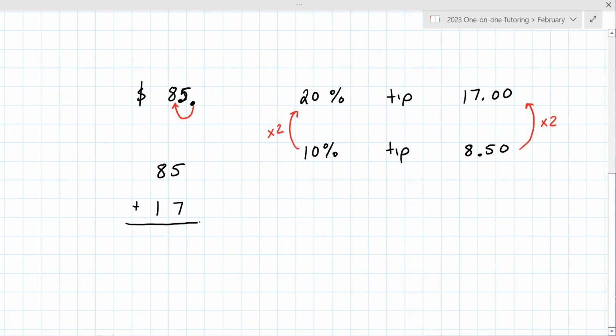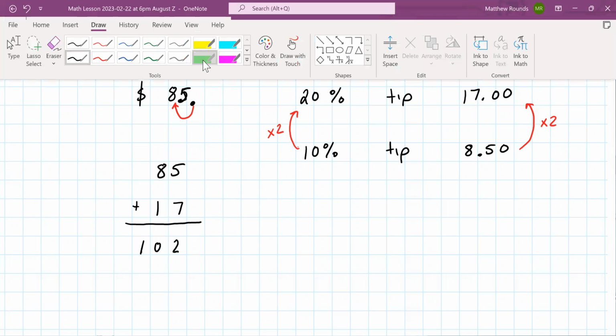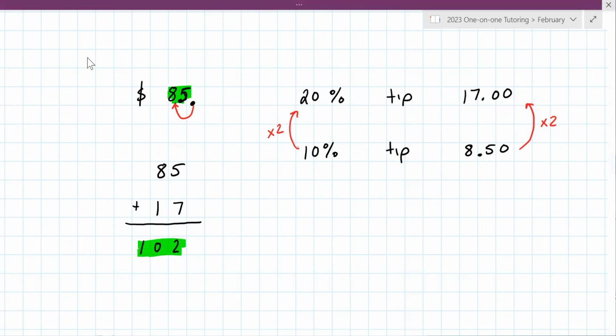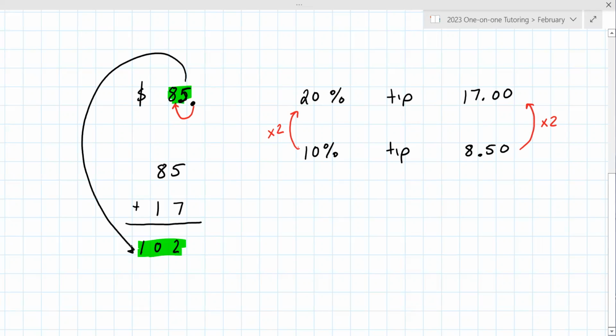So if you've ever been to a restaurant, you've seen a line item for a tip, and you add these together. What would the total be? It would be $102. Yeah. Now the question is, can we go directly from this amount to this amount here? And the answer is yes. I'm going to show you how to do that.